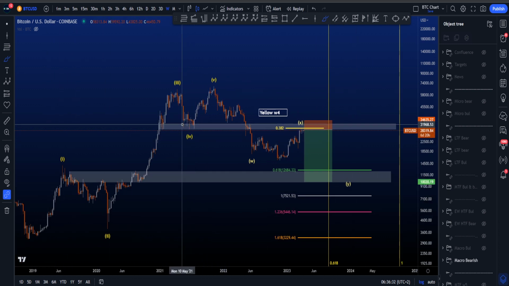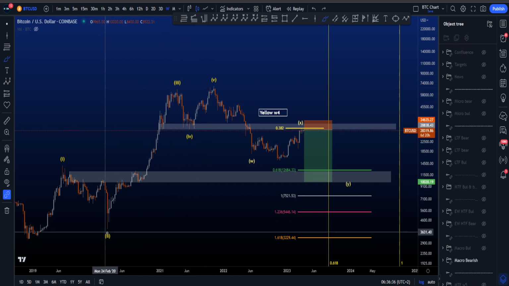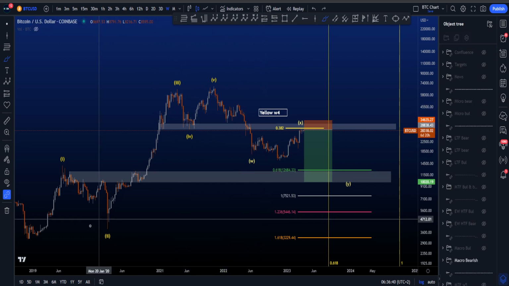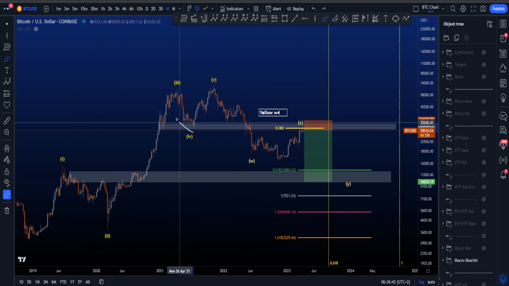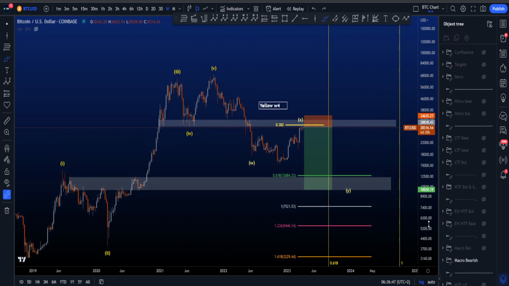If we then look at this impulse, I don't really like this wave 4 over here because it is so short in time compared to this wave 2. Usually a wave 4 takes more time to form than a wave 2, but as you can clearly see in this scenario, that is not the case as this wave 4 is so short, which is quite rare.